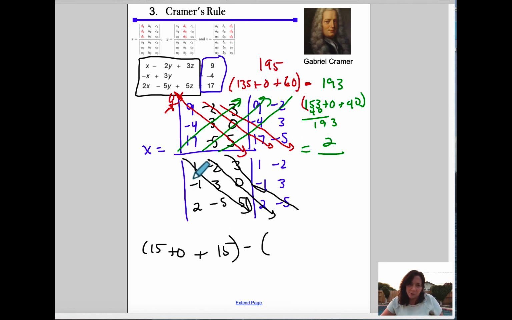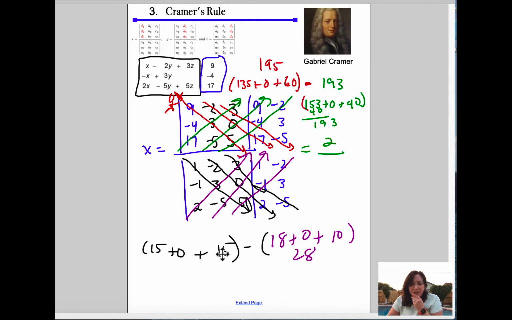So, I don't know, let's use purple. So we're going to go 2 times 3 times 3. 6 times 3 is 18, plus negative 5 times 0 times 1, which is 0, plus 5 times negative 1 times negative 2, 10. So that looks like it's 28. And 15 plus 15 is 30. So 30 minus 28 is 2. 2 divided by 2 is 1. X is 1. Right on.